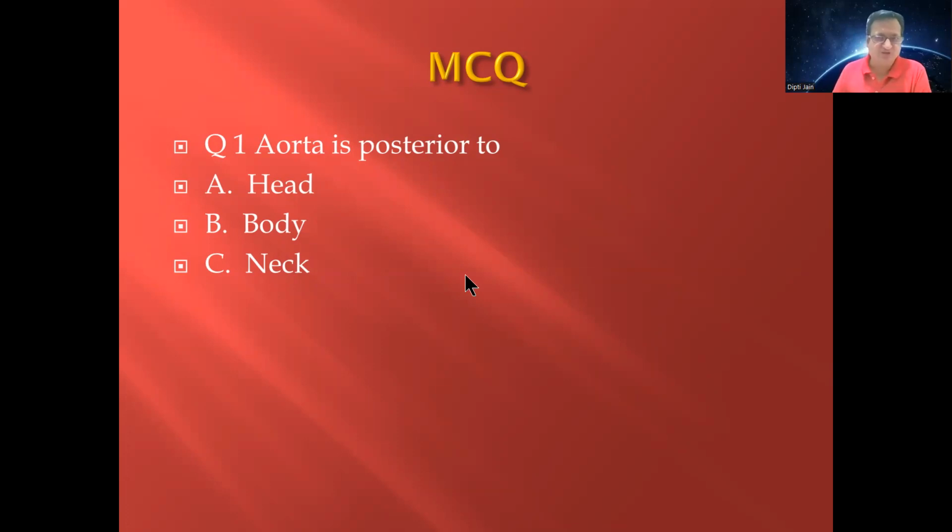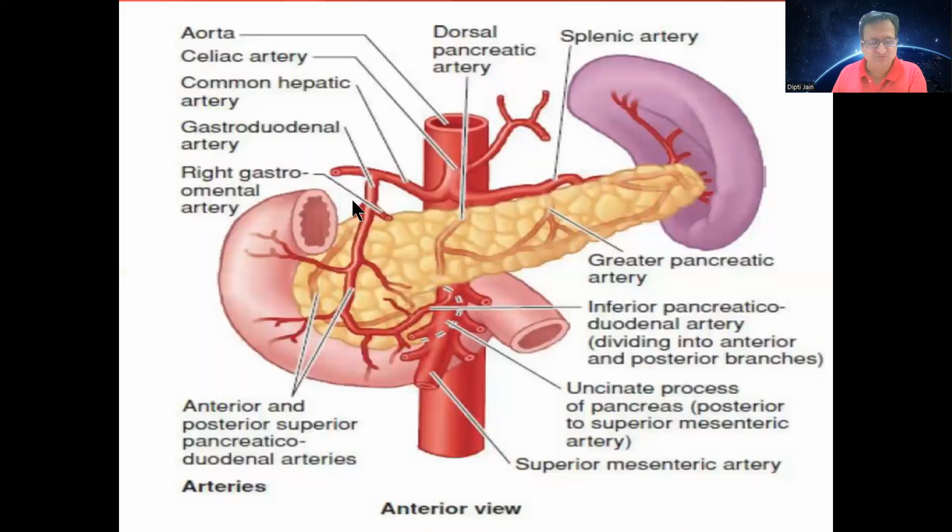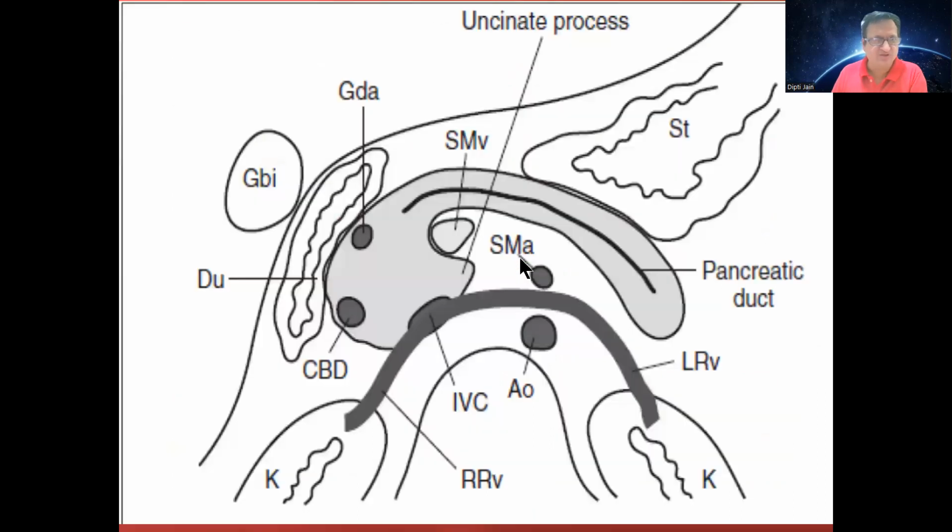Now we will discuss the MCQs so that we can understand these relationships. Number one: aorta is posterior to head, body or neck. So the answer is the aorta is posterior to the body. So you can see this is the aorta and this is posterior to the body of the pancreas. Again, here is the aorta which lies posterior to the body of the pancreas.